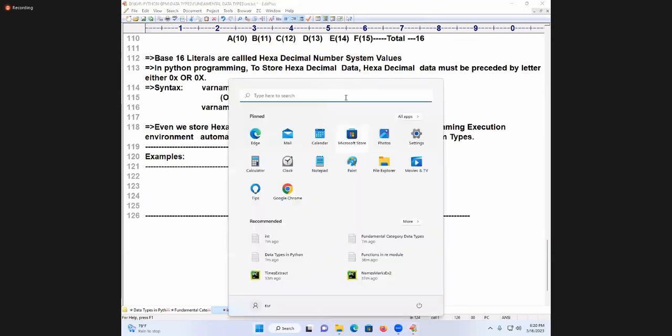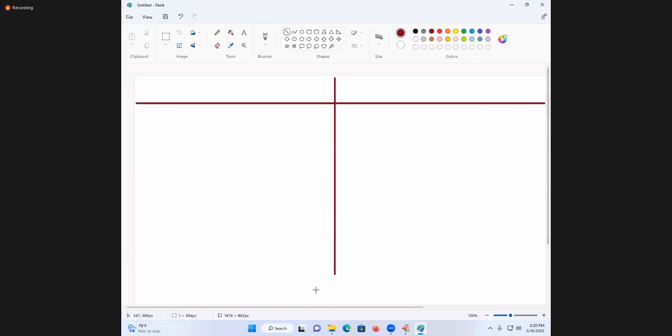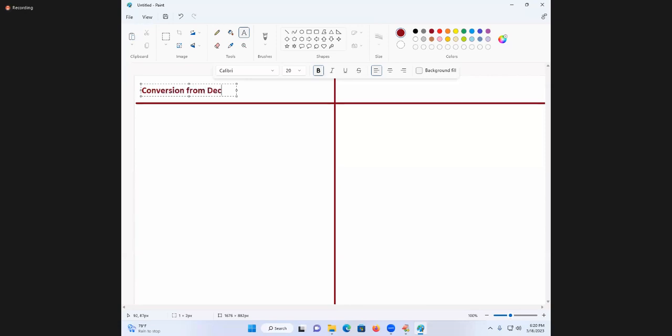Let's go to one small conversion example. A mathematical example I am going to give you, students. Please follow me. I'll take a small conversion example and show you. So this conversion is going to be easy, and I'm going to write it. Conversion from decimal data to hexadecimal data I'm going to take up.